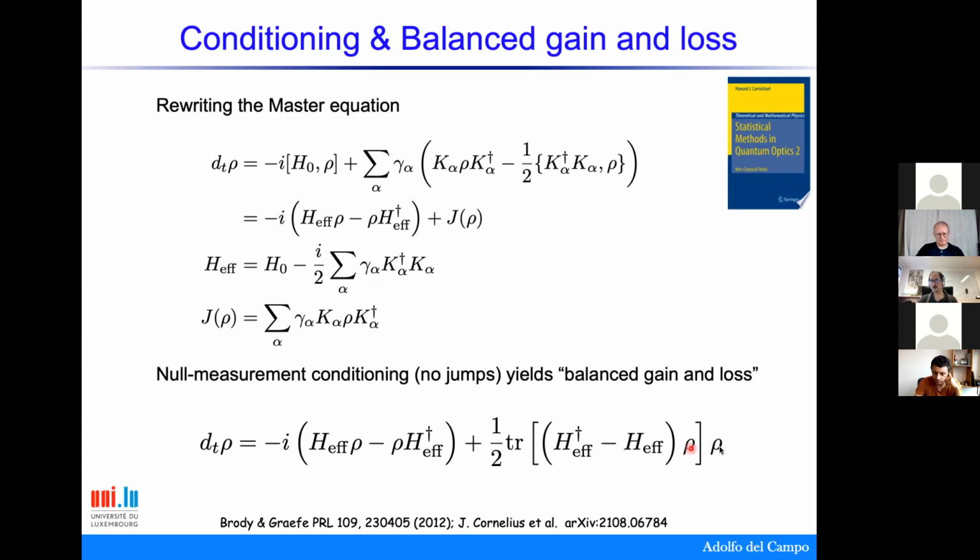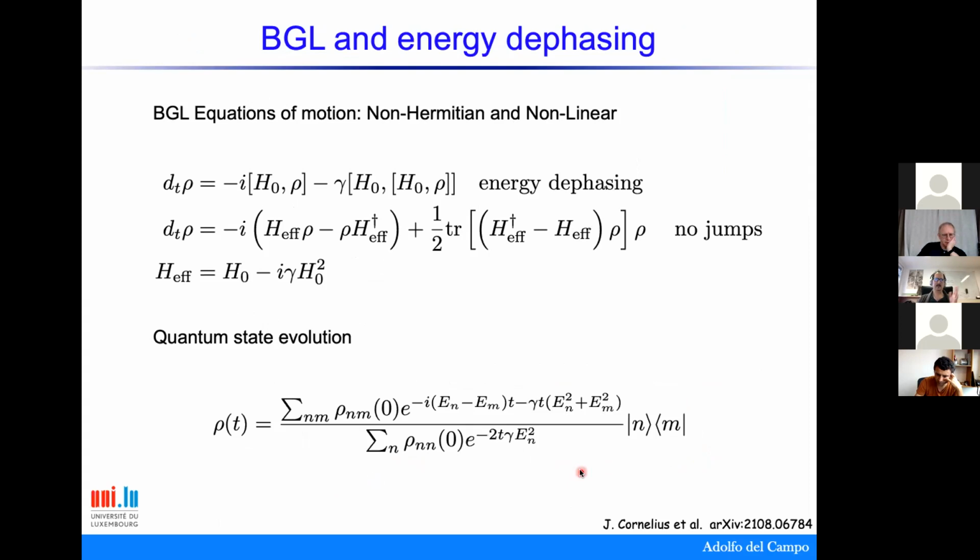In some sense, it is, but it's a very simple kind of non-linearity, where this whole term stems only from the preservation of norm associated with the losses. So you have losses, you are canceling these losses by imposing gains, or you have gains and you are canceling the gains with losses, and that gives rise to this master equation. Good. So this is the setting we are going to consider.